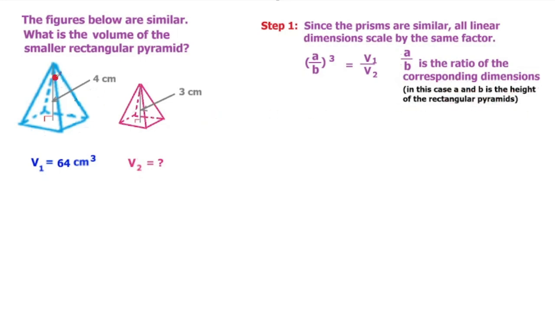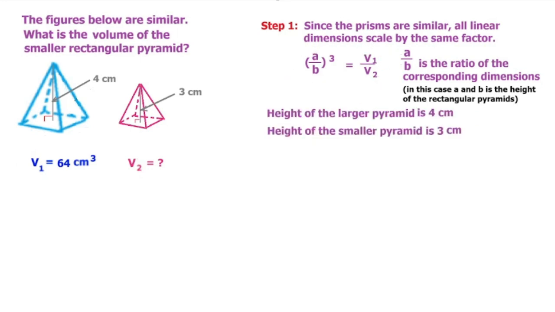Okay, so the linear dimensions we're given are these two heights, and we are given one volume. So we can find the ratio by using this formula. Let's plug in the numbers. The height of the larger pyramid is 4 centimeters. The height of the smaller pyramid is 3 centimeters. So the linear scale factor is 4 over 3.